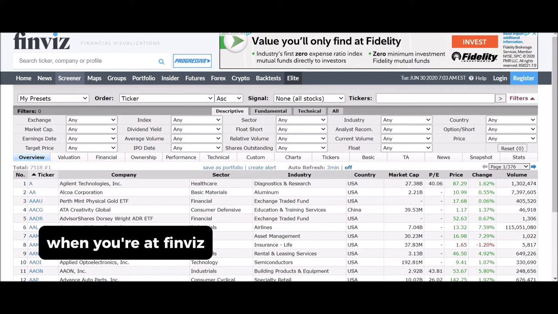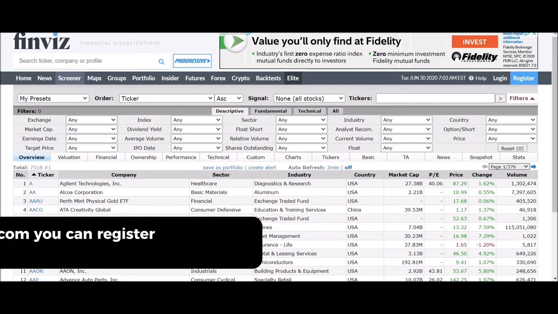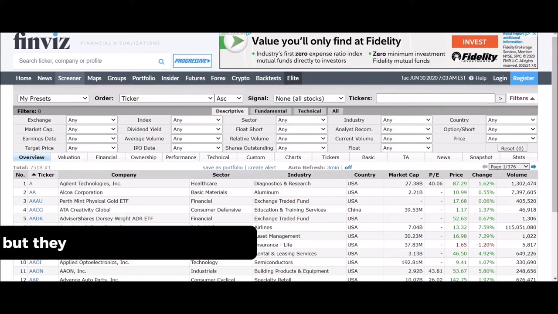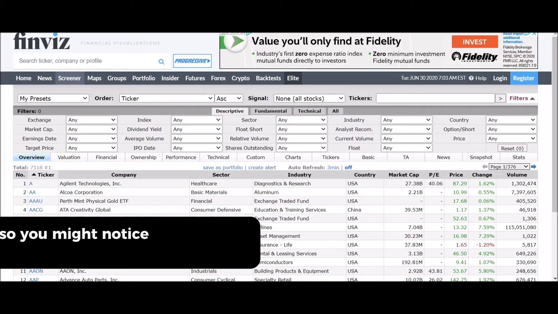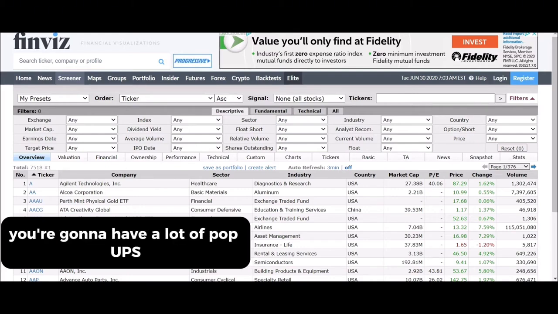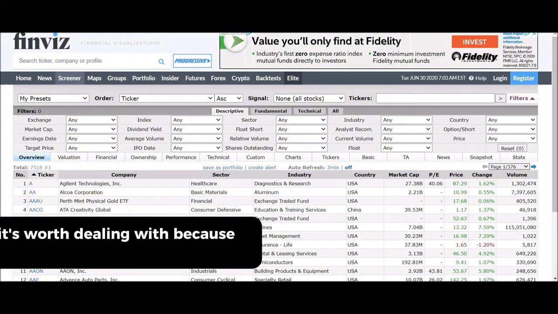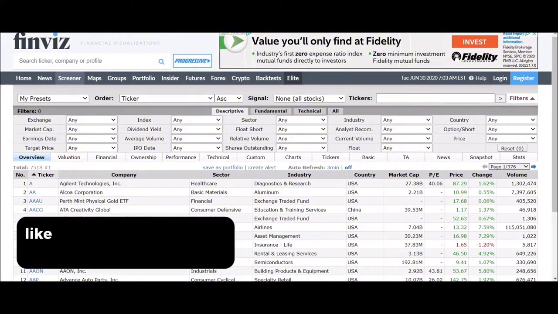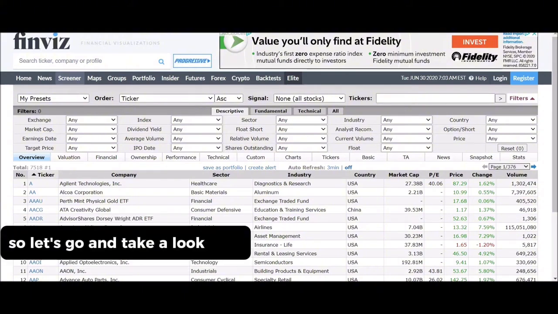So when you're at Finviz.com, you can register for an account. I'm logged out right now, but they also have a paid service. You might notice that with the free service, you're going to have a lot of pop-ups. It's worth dealing with because it's a great screener. Definitely like some of the features here. So let's go ahead and take a look.